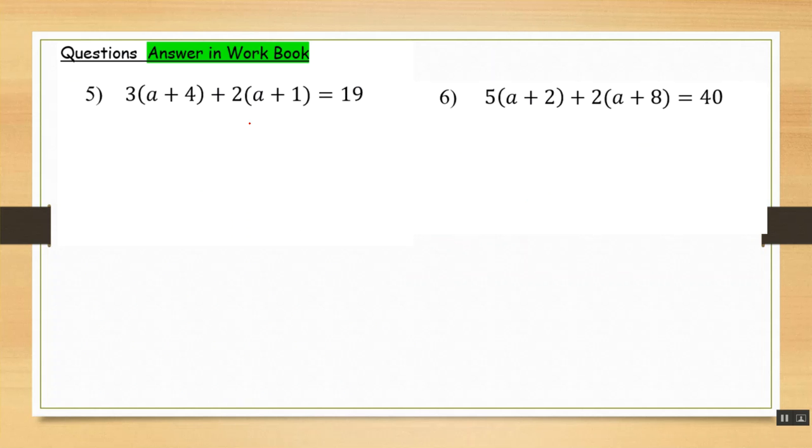So these are the questions you need to do. Again, do these questions in your workbook. Pause the video and then play when you are ready to check.